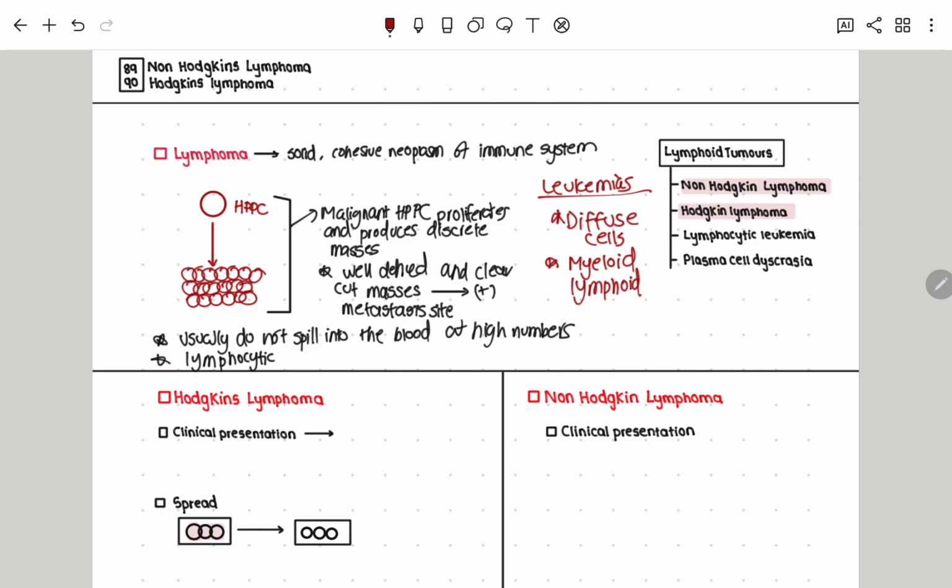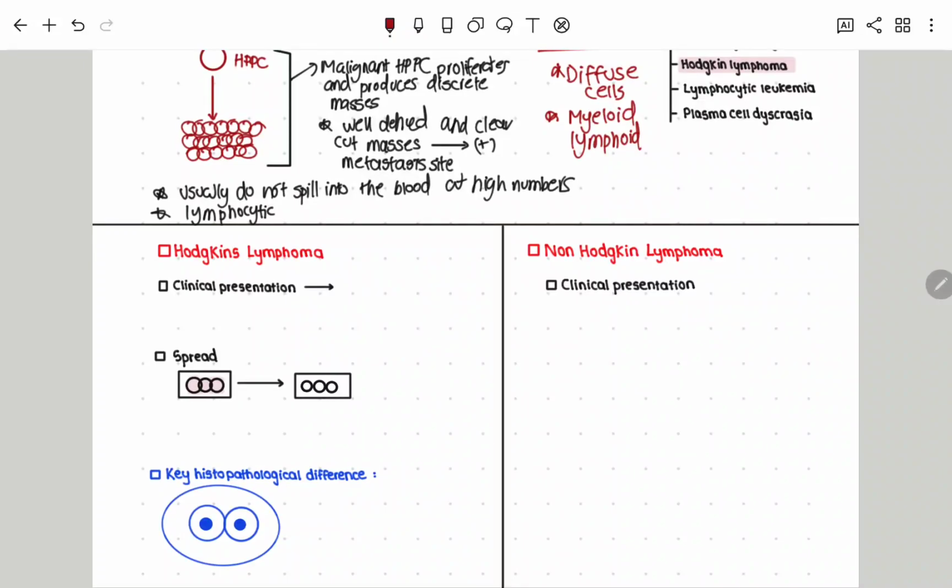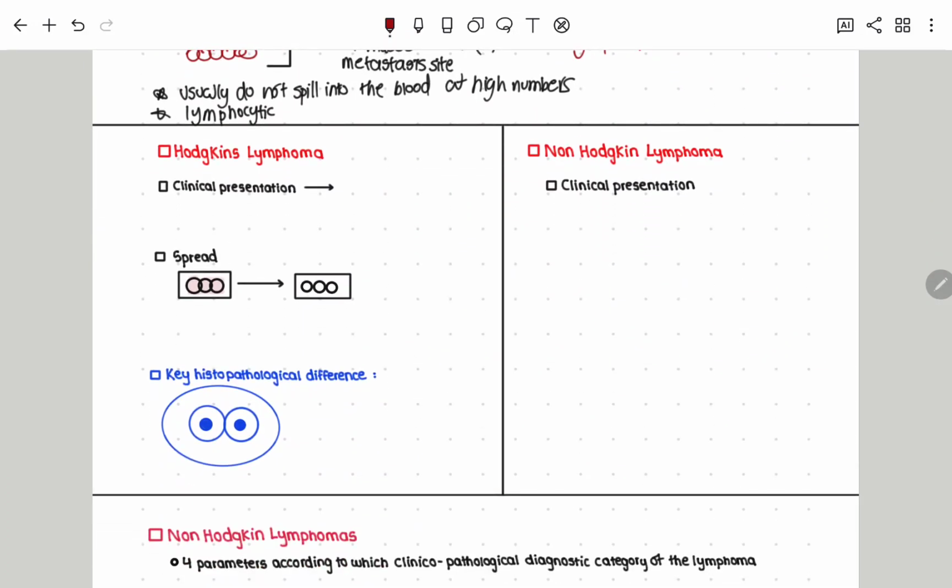Now we need to discuss some differences that are pertinent to us in understanding non-Hodgkin's lymphoma and comparing with Hodgkin's lymphoma. There's obviously a whole other question on Hodgkin's lymphoma, which will cover everything in a bit more detail. But for now, just for basic understanding, we're going to talk about some of the differences and some of the similarities as well between Hodgkin's and non-Hodgkin's lymphoma.